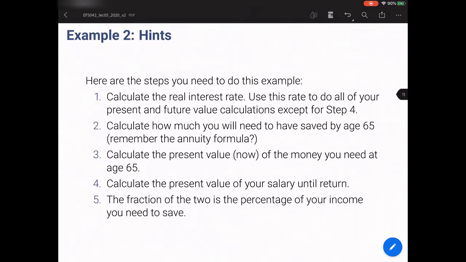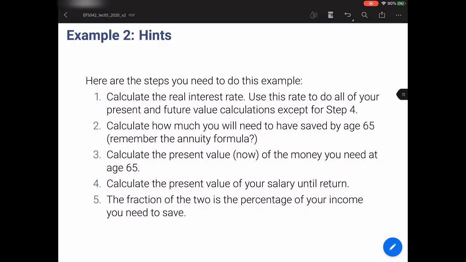All right, so the next slide gives you some hints on how to approach this question. Let me just read this out loud, and then I'll go through every step to explain how we derive a solution. First, we're going to calculate the real interest rate. We just learned the definition of the real interest rate. It's simply discounting the nominal interest rate by the inflation rate.